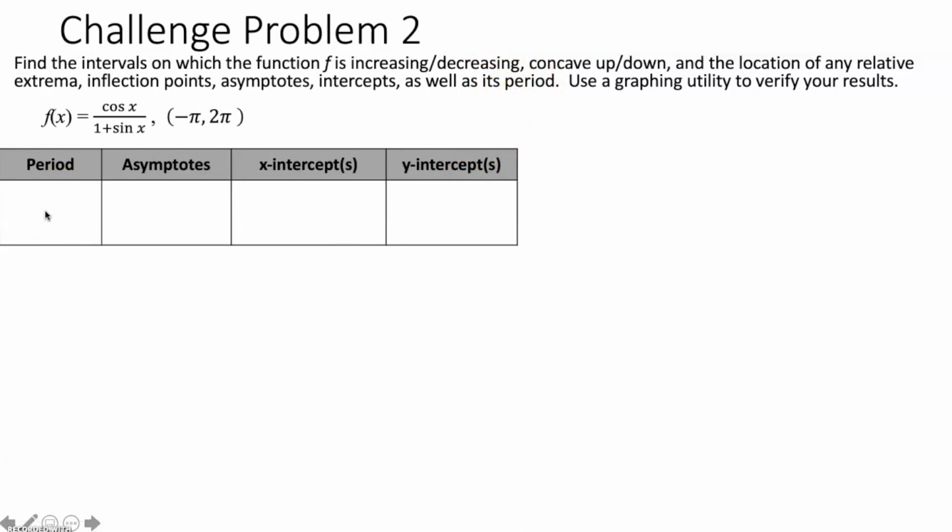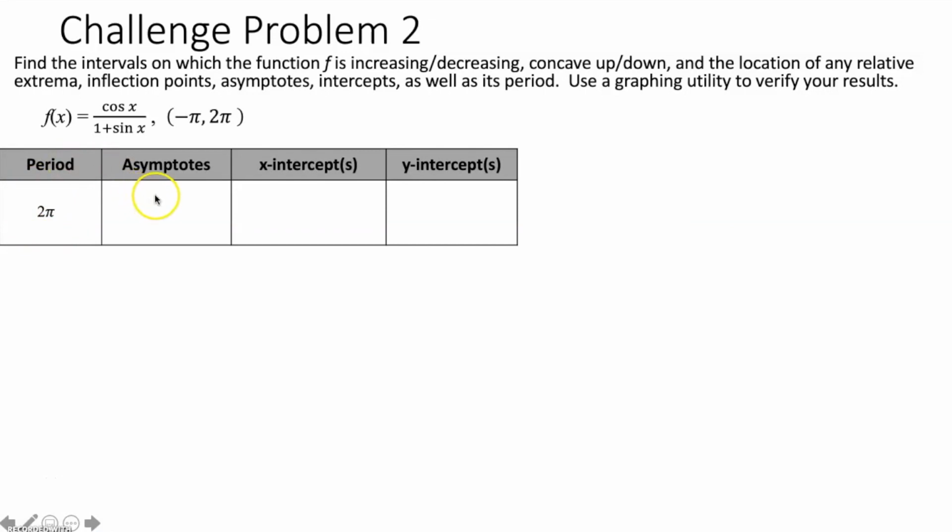In the previous slide, we saw that asymptotes occur at negative pi over 2 and 3 pi over 2, but they continue on in both directions. And what is the space between negative pi over 2 and 3 pi over 2? Well, that would be 2 pi. Therefore, the period of this function is going to be 2 pi. That's how long it takes for the function to repeat.